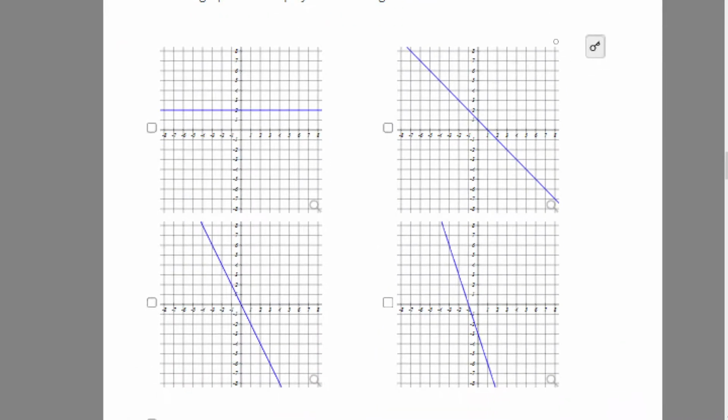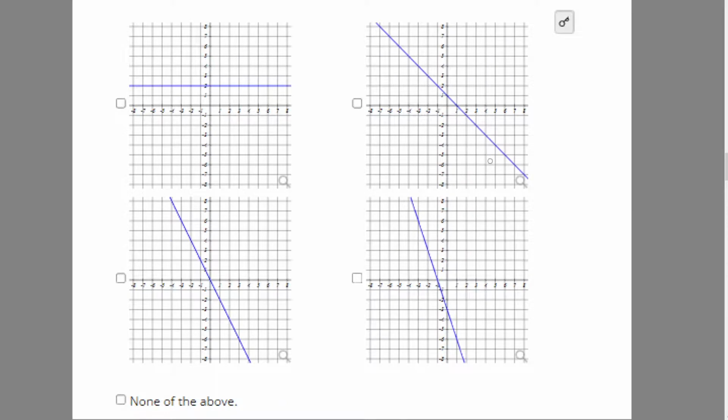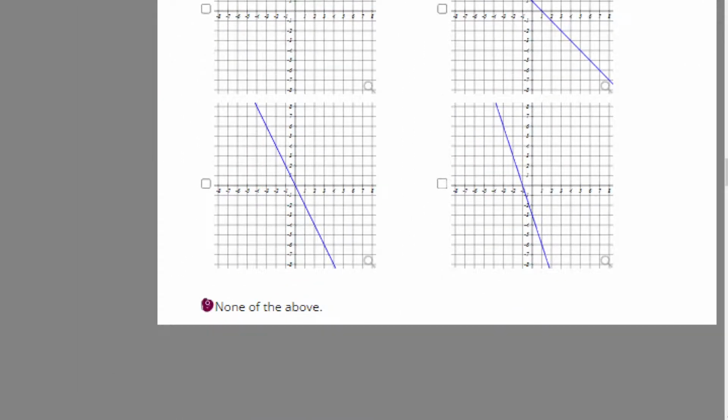This one tells us to select all of the graphs that display an increasing linear function. Now, is this increasing? No, it's going down. This one's also going down. This one's also going down. And this one is going nothing. It's not increasing or decreasing. So none of the above.